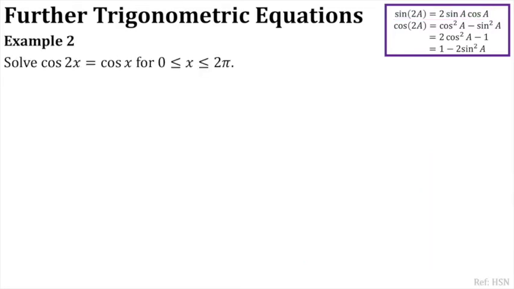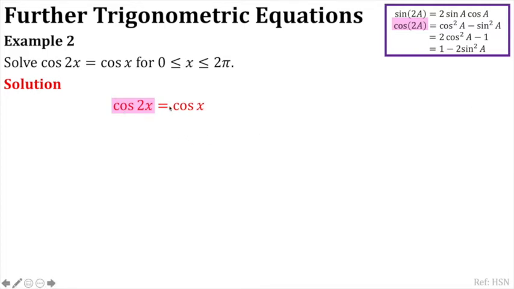So welcome back, folks, and we've got example 2 this time. We want to solve cos of 2x equals cos x for x lying between 0 and 2 pi. So our solution then, we can see here we've got a double angle, we've got cos of 2x. Now, we've got 3 expansions here, one involving both cos and sine, one involving only cos, and one involving only sine. So how do we choose between these?